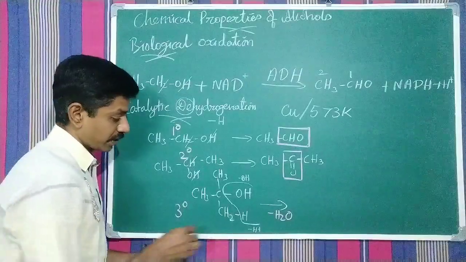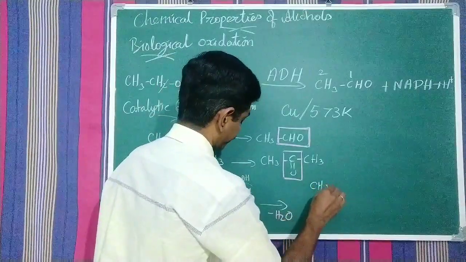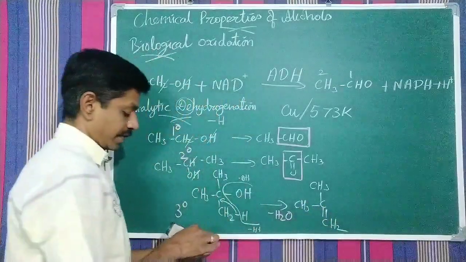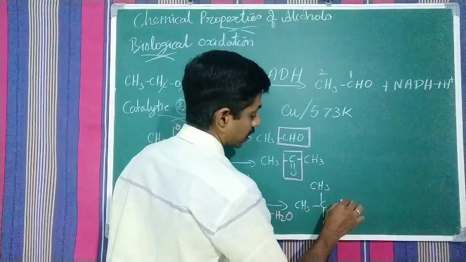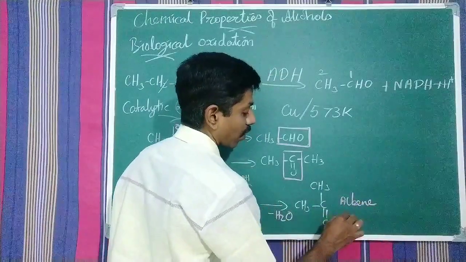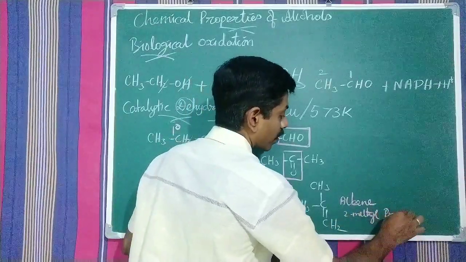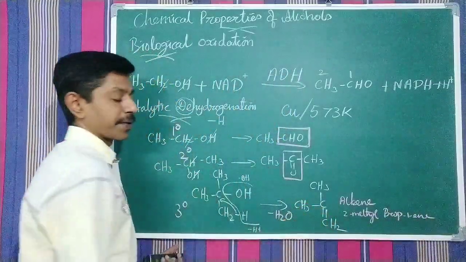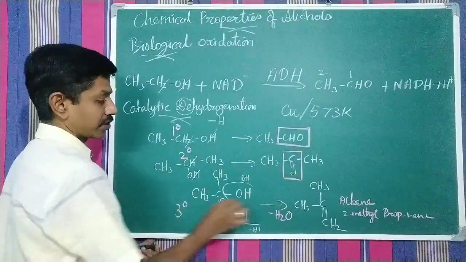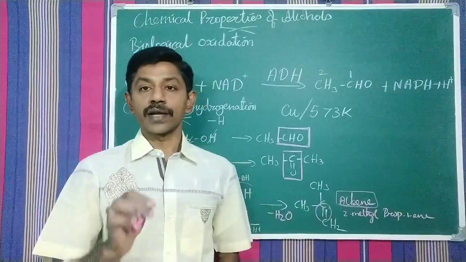And as usual, only the bond gets shifted here. The product will be CH3, C, and CH3 double bond CH2. We told the name also, it is an alkene, and that alkene has the name isobutylene, or we can say 2-methylprop-1-ene. So this is the difference. Primary gives aldehyde, secondary gives ketone, and tertiary gives an alkene, a double bonded compound. So this is catalytic dehydrogenation.